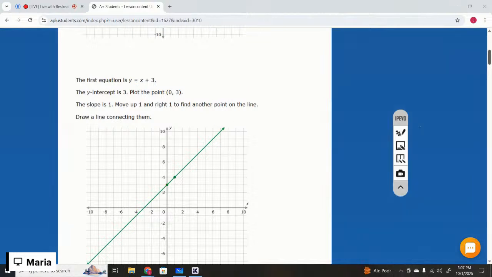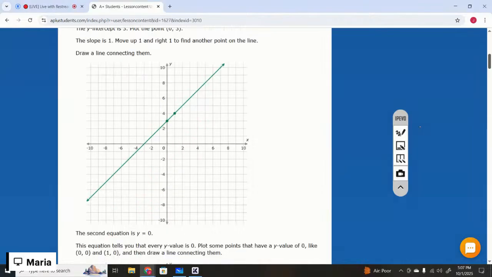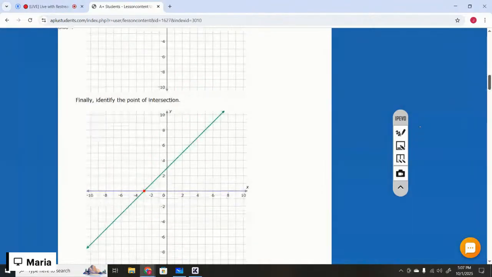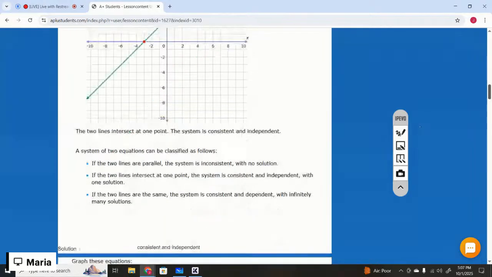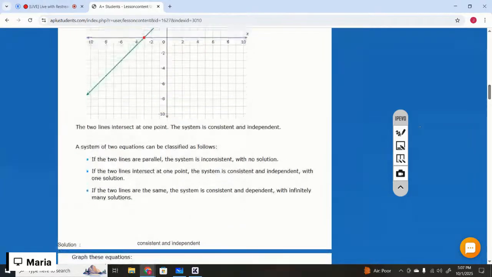The other equation is y equals 0, so we have a line on the x-axis. This is the only line we have. The point of intersection is where y equals 0, the line on the x-axis. So the two lines intersect at one point. The system is consistent and independent.